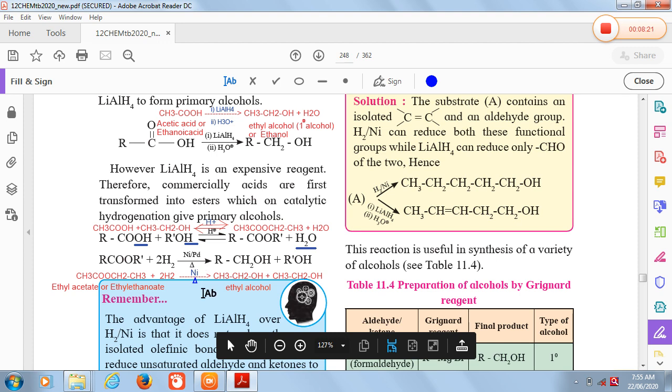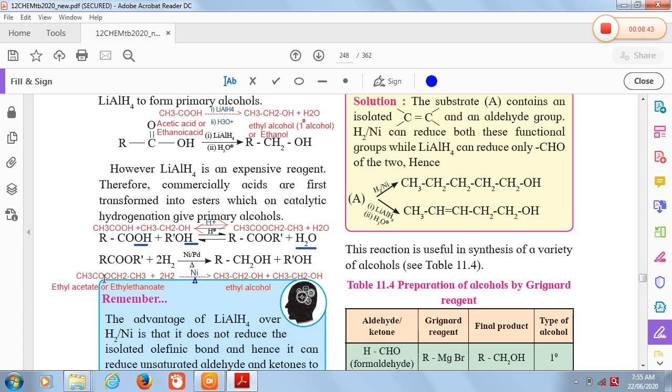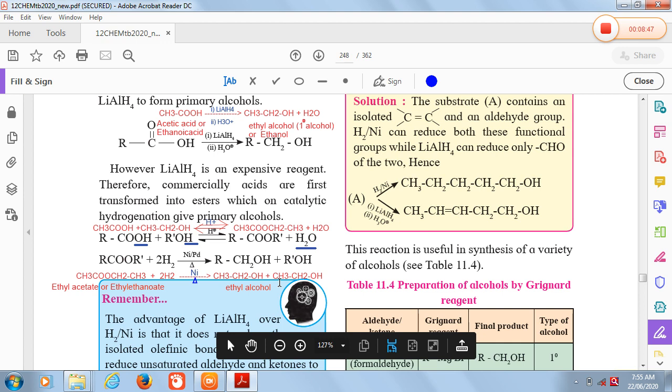nickel, and if we heat the mixture, we get ethyl alcohol as a product, because the C double bond O carbon gets converted to a CH2 carbon, and CH2O becomes CH2OH, and that oxygen gives OH.